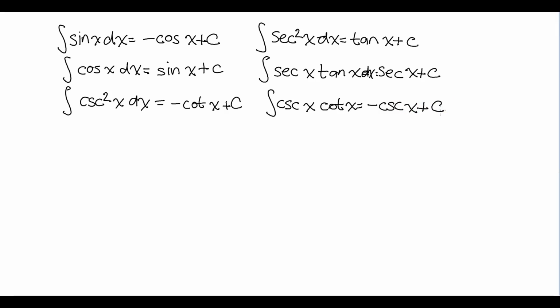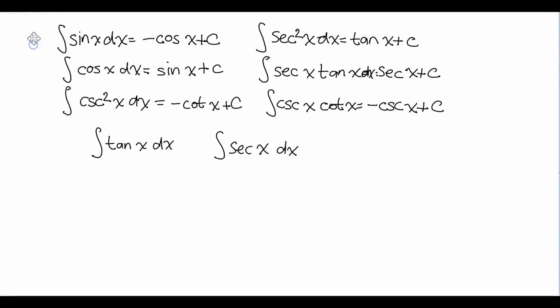Now you might be wondering, where's the integral of tangent of x, secant of x, cosecant of x, and cotangent of x? As a matter of fact, we have much more complex forms rather than the simple forms. I mean, we don't have an integral for tangent of x. We don't even have an integral for secant of x, yet we have an integral for secant squared of x.